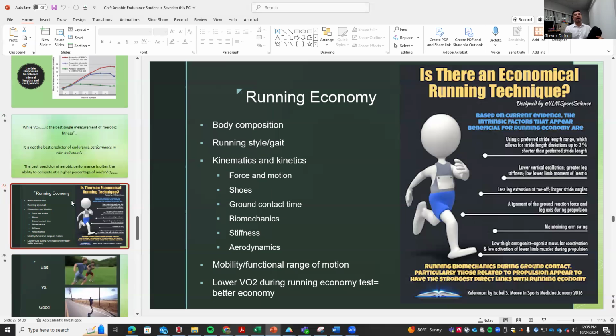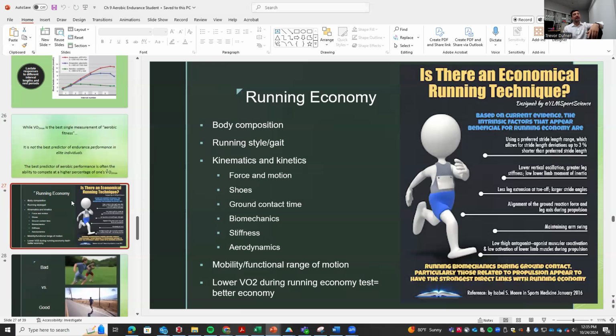So if you are more economical, you can do the same amount of work, a 60-mile race, 60 miles the car versus, let's say, a 6-mile race the individual. An individual who can use less energy to do the same amount of work or maintain the same pace is going to be more economical, right?